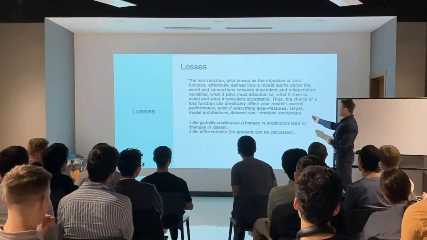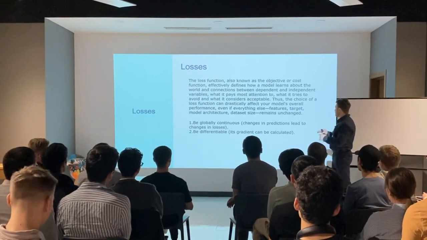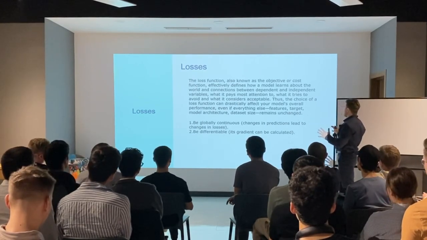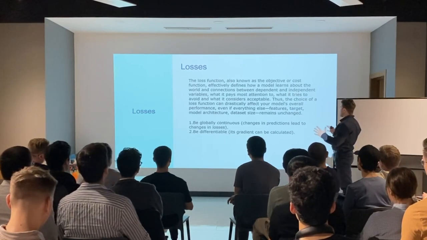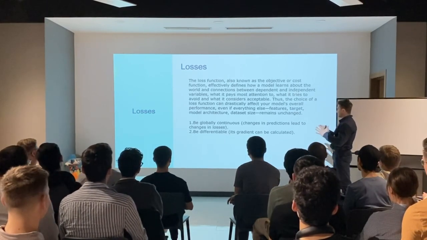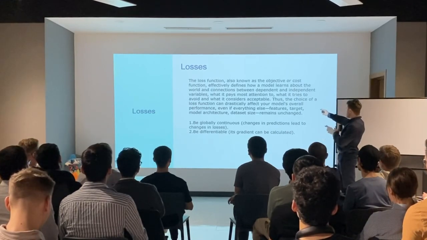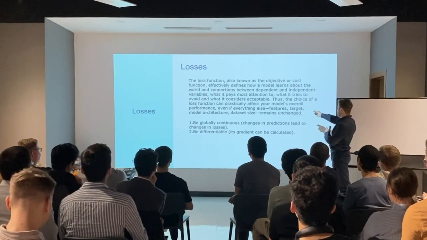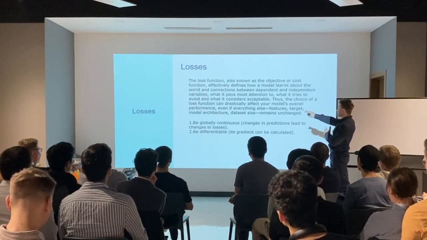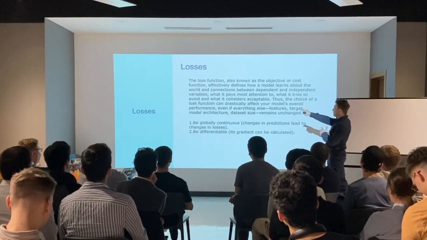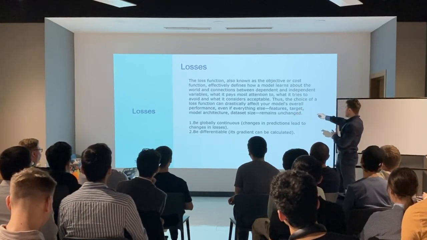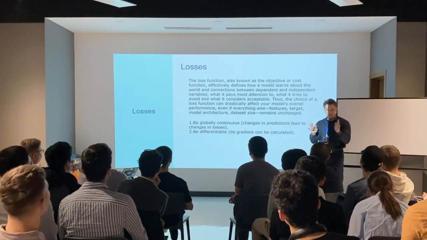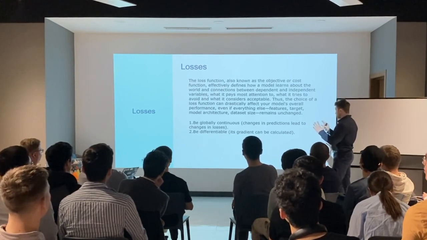So the loss function, its basic definition, right? Let me read it. Also known as the objective or cost function, it effectively defines how a model learns about the world and the connections between dependent and independent variables: what it pays most attention to, what it tries to avoid, and what it considers acceptable. Thus, the choice of the loss function can drastically affect your model's overall performance, even if everything else, features, target, model architecture, dataset size, remains unchanged.